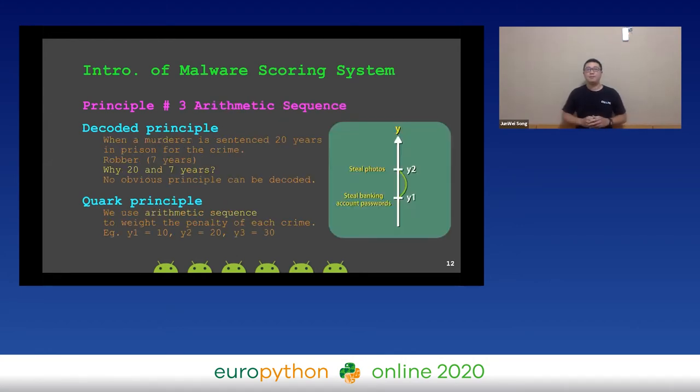Okay, now let's see principle number three, arithmetic sequence. In the criminal law, when the murderer is sentenced 20 years in prison, and a robber is sentenced 7 years in prison for his crime, have you ever thought about why 20 and 7 years? Why those numbers? We found no obvious principle in the criminal law. So we use an arithmetic sequence to weight the penalty of each crime. For example, the penalty weight of Y1, which is steal banking account password, is 10. And Y2, steal photos from your cell phone, is 20. And the penalty weight for Y3 is 30, etc.